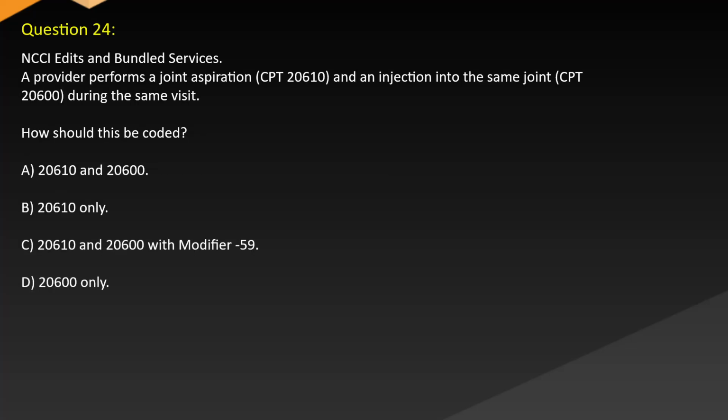Question 24. NCCI edits and bundled services. A provider performs a joint aspiration, CPT 20610, and an injection into the same joint, CPT 20600, during the same visit. How should this be coded? A. 20610 and 20600, B. 20610 only, C. 20610 and 20600 with modifier -59, D. 20600 only.